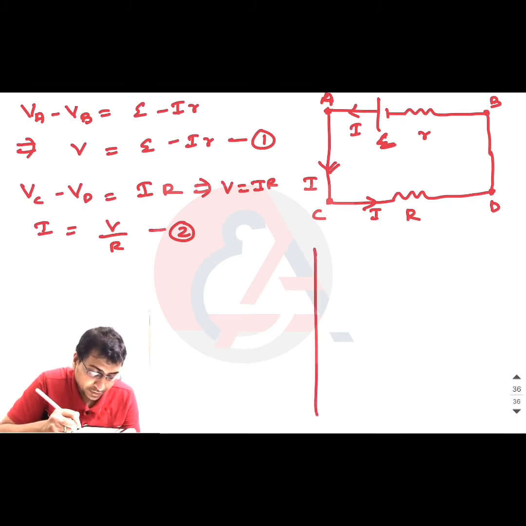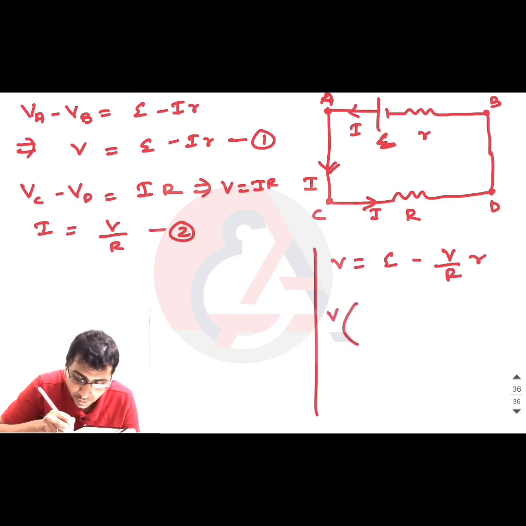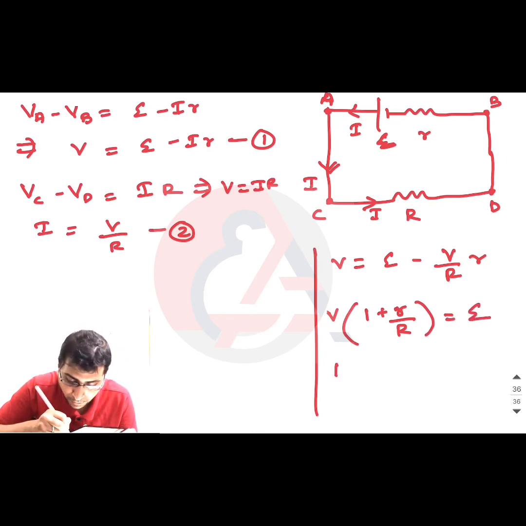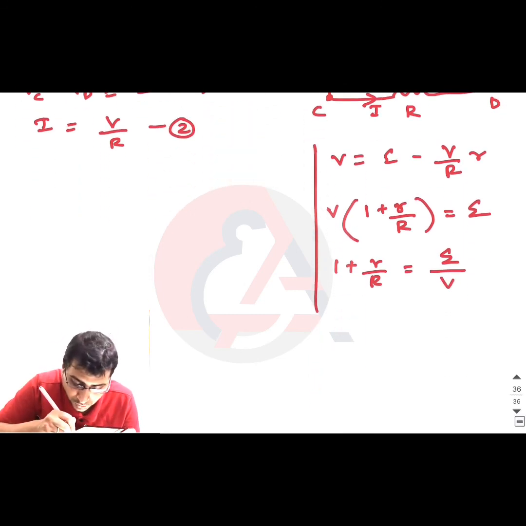We will get V is equal to E minus Ir, right? In the place of I will use V by R. So V is equal to E minus V divided by capital R into small r. So as I told you, our work is to find the value of small r. So bring it to the left hand side. So V into 1 plus small r divided by capital R will be equal to E. Now 1 plus small r divided by capital R will be equal to E divided by V. Now small r divided by capital R will be E by V minus 1.